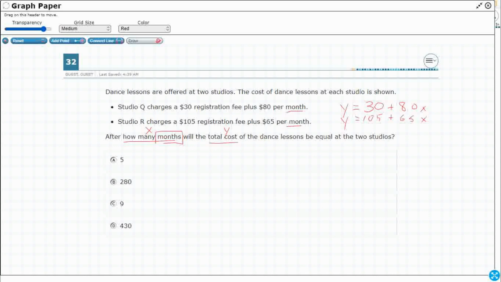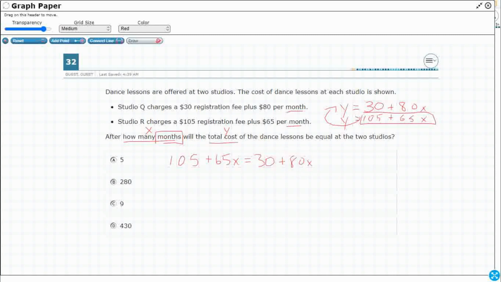Which means I've got two choices. I could use elimination, or I could use substitution. Let's start with substitution. Look, both of these are equal to y. So what happens if I just replace this with that? What if I just did this: 105 plus 65x equals, that's my first y. Since they're both equal to y, they're basically equal to each other.